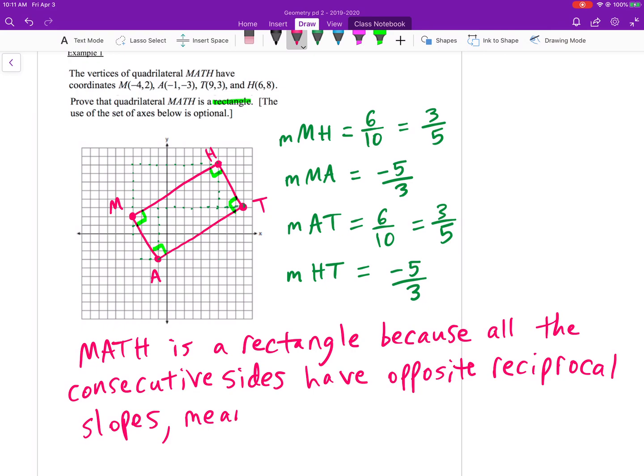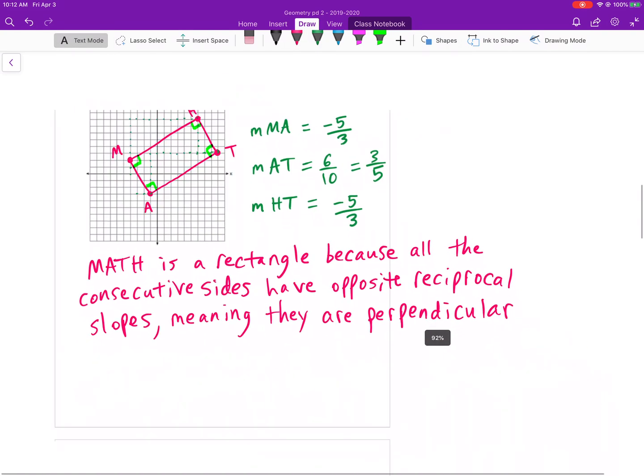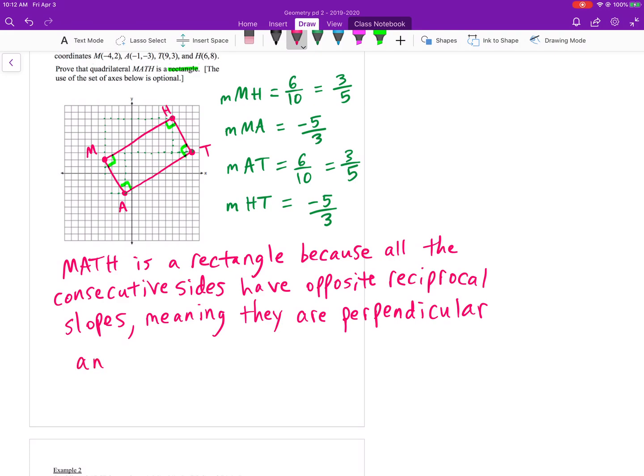All right, meaning they're perpendicular and form 4 right angles. Okay, I'm just going to add the word because all the pairs of consecutive sides. So there's 4 pairs. All right, MATH is a rectangle because all the pairs of consecutive sides have opposite reciprocal slopes, meaning they're perpendicular and form 4 right angles.